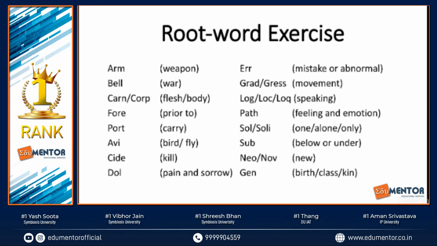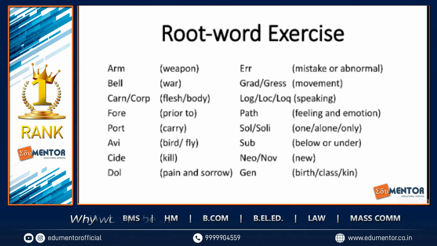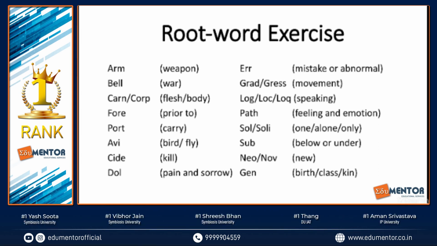Next up, we have the word AV, AVI. AV means either bird or to fly, something that is associated with flying. So one can say aviculture, just like we have horticulture. Horticulture is the study of plants, the whole idea, branch of that. So aviculture is the study of bird species.